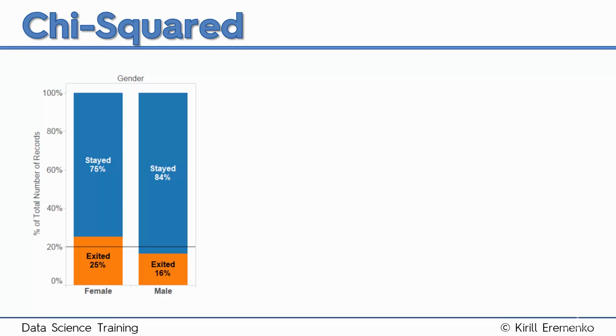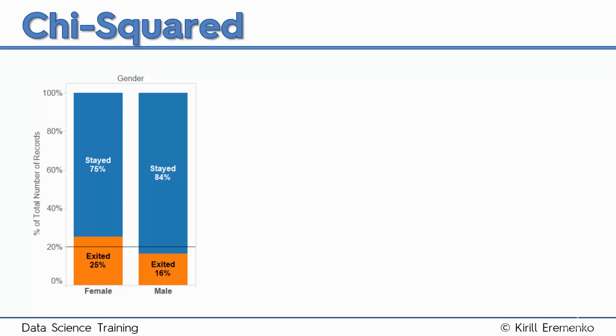Can we say for certain that females are more likely, or female customers are more likely to leave the bank than male customers? Or did this happen just by accident? Did this observation randomly happen, and that difference between 25 and 16, even though we can see it in our sample size, in reality in the population it's not going to be as visible, and in the whole population of the bank there's no difference. Whether it's a female customer or a male customer, they have the same likelihood of leaving. So that's when we need to run a chi-squared test.